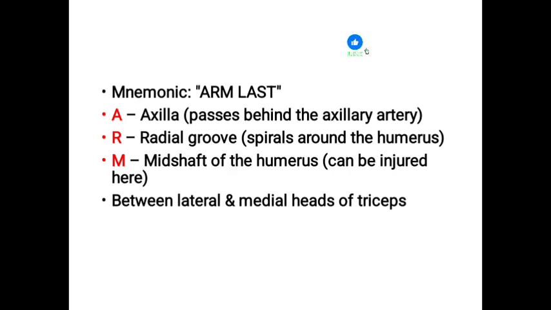Now, this is a mnemonic that can help you remember the course of the radial nerve if you want to write on the course of the radial nerve, and this mnemonic is LAST. A for the axilla. Remember, the radial nerve is a branch of the posterior cord of the brachial plexus, so it will run posterior in the axilla. It is posterior to the axillary artery. So, the origin can help you remember that the radial nerve is posterior to the axillary artery.